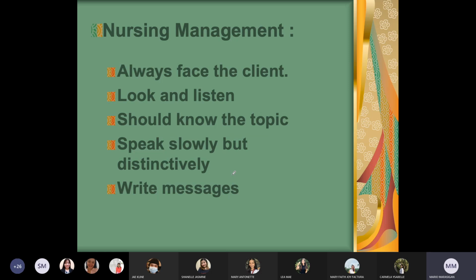And speak slowly. In many cases, it's not just enough to just tell it to the client. You need also to write it. Kasi minsan, nahihiya lang yung client na ipaulit yung sinabi, but hindi pa rin talaga niya yung gets, hindi niya nakuha. So better to write it also. Okay?